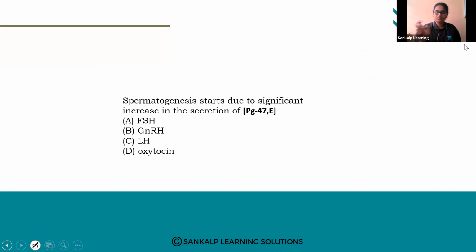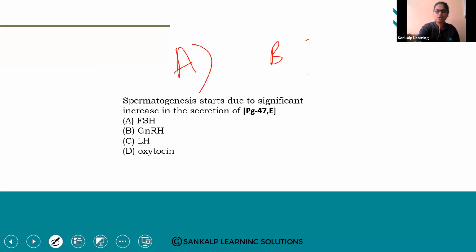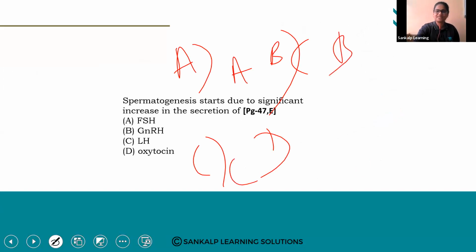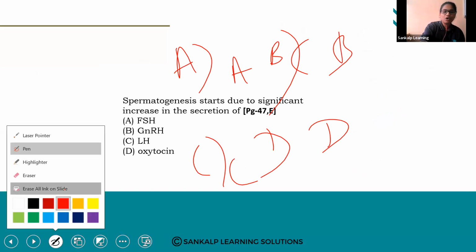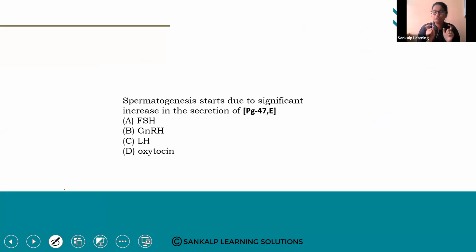Sometimes the answer is correct, but in the options, what do we think? When labels are given as A, B, C, D, we think those are the options. So even though we know the right answer, we will mark the wrong answer. So be aware of it. See the options correctly. Second question.